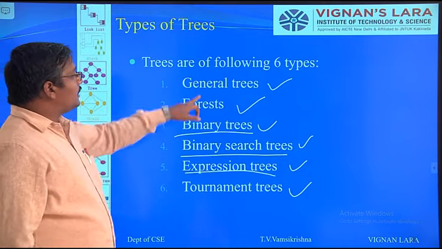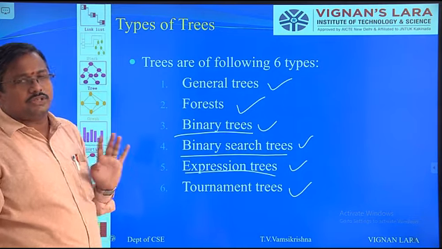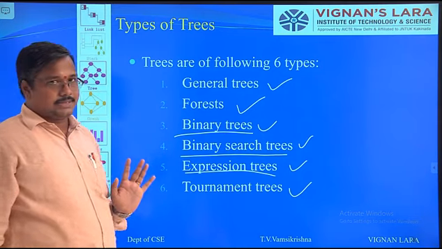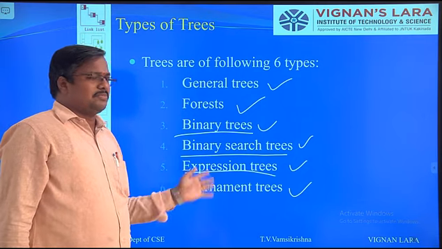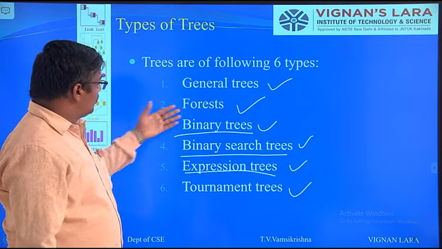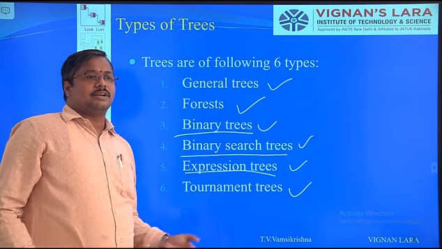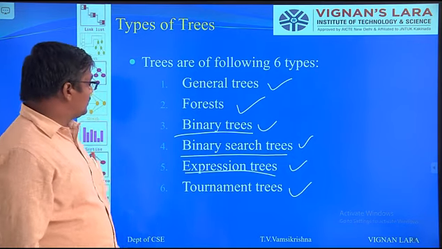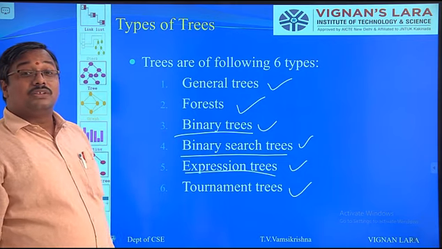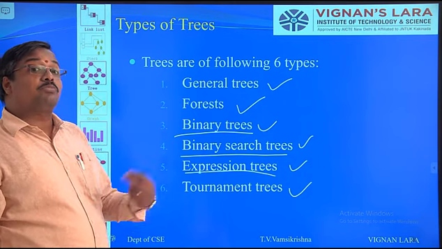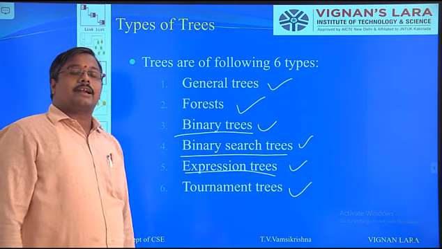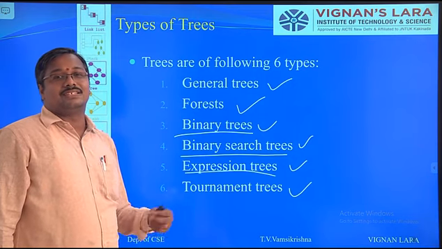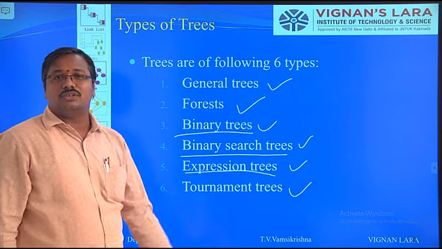Okay, general trees. General trees means there is no restriction. Each and every node may have n number of children. Such types of trees are called general trees. Forests: a forest is nothing but a group of trees, a collection of trees. Binary trees: each and every node has at most 2 children, meaning the child count is either 0 or 1 or 2, not more than 2.